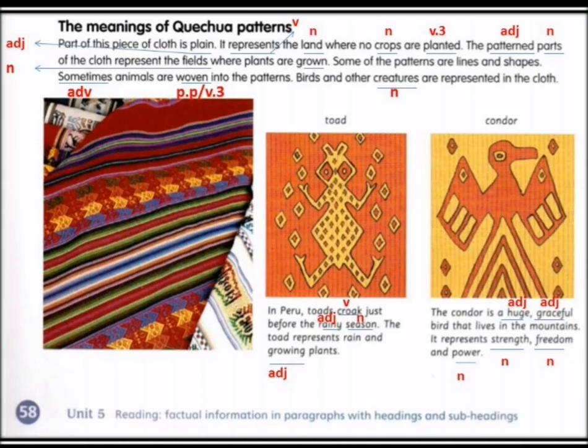And let's go to the words under the pictures. Crock, it's a verb. Rainy, it is adjective. Season, it's a noun. Growing, it is adjective. Huge, it is adjective. Graceful, it is adjective. Strength, noun. Freedom, it's a noun. Power, it's a noun. My dear students, don't forget to write down the parts of speech in your book.